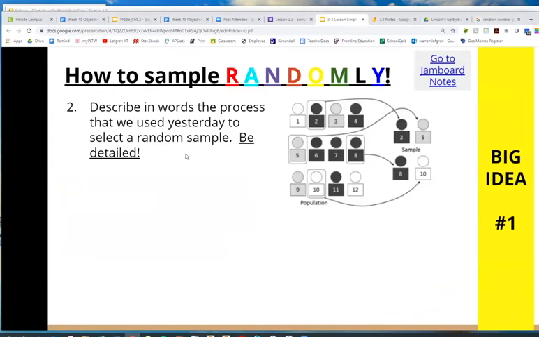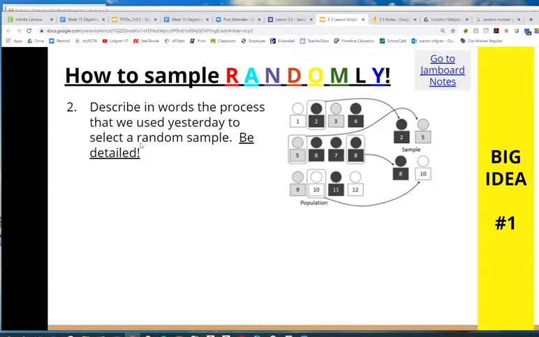Big idea number 1 is we're going to talk about 2 different ways that you can take what is called a simple random sample. How do you get a simple random sample? So you guys have already done this, actually. When you did this on the computer the other day, without knowing this term, a simple random sample, this is what you were doing.